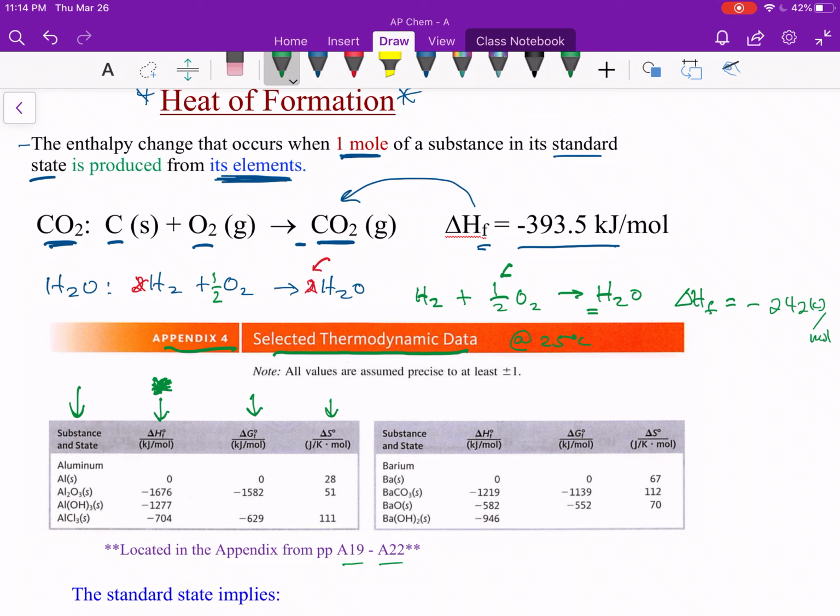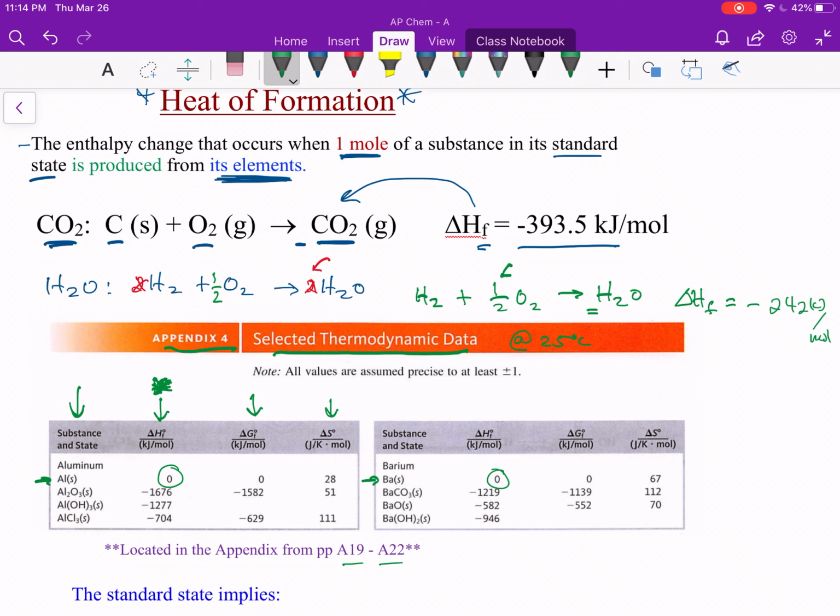And so in order to become more stable, they lose energy, and so they're exothermic processes. So a lot of these formation reactions will be exothermic. The other thing I want you to notice is that for elements in their standard state, the heat of formation is 0. Anytime we have an element in its standard state, the heat of formation is going to be 0.